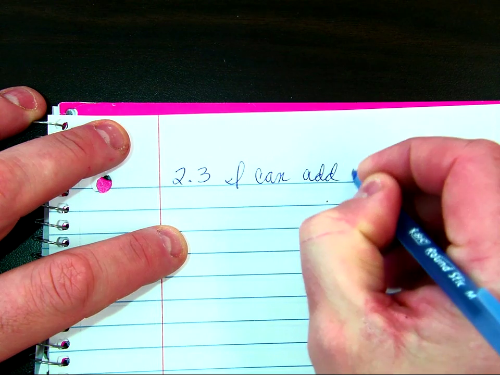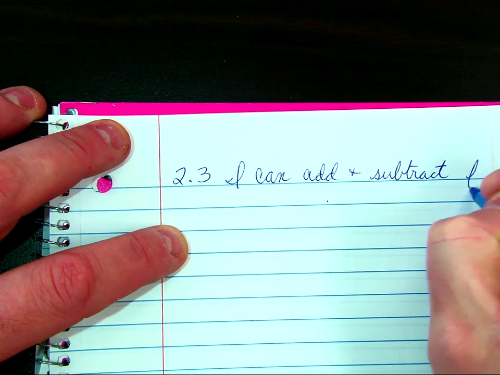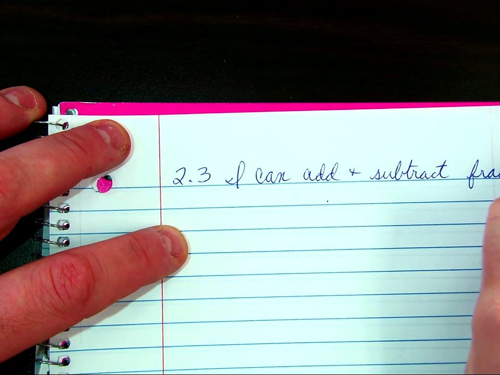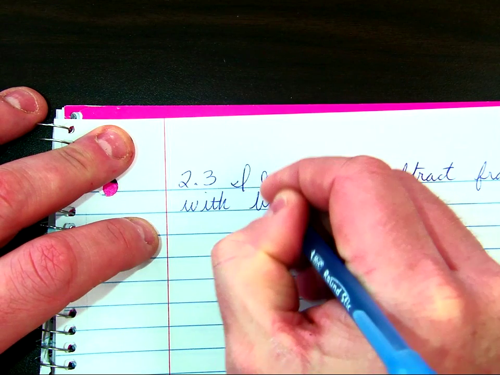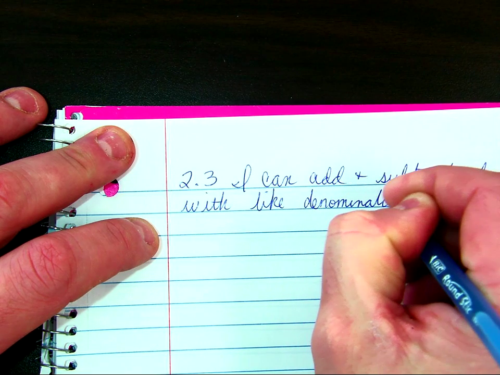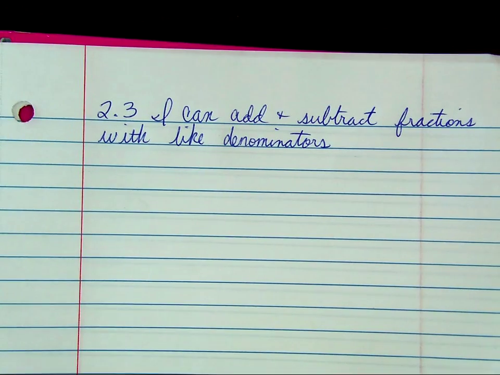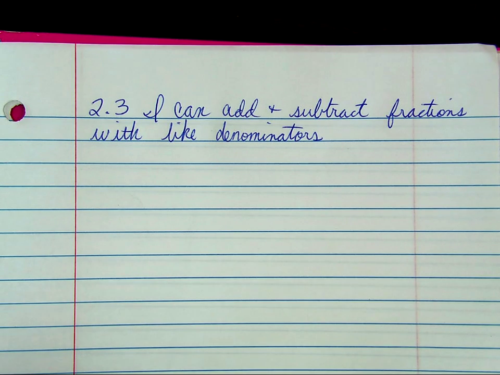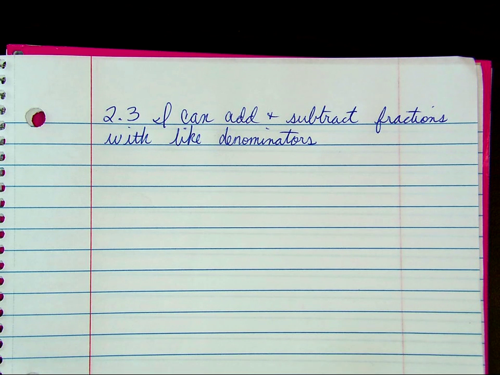I can add and subtract fractions with like denominators. In other words, I've already found the common denominator for you. All you have to do is add or subtract the numerators.